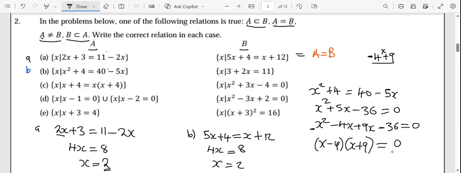Yes, good. Then that is equal to 0. So when you take that one to the other side, x is equal to 4, right? And again x is equal to negative 9, right? Yes, so these are the values of x. So now I've found 4 and negative 9. Let me see also this part. Is that okay?